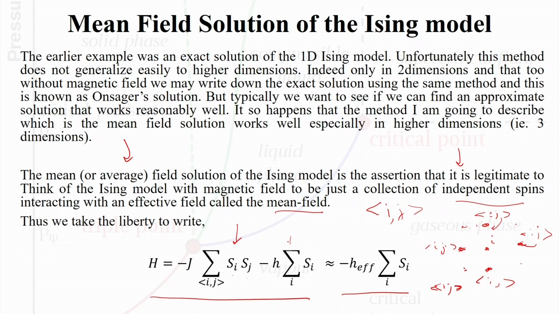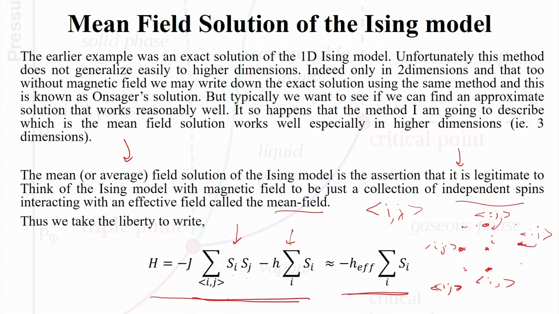And you also have an applied magnetic field. So the idea is that, put together, this can be approximated or written as an effective field times the total or net spin. This is an approximation, and it's not going to work always. Specifically, in one dimension it's not going to work at all. But in higher dimensions we expect it to work. So let's proceed thinking that we are studying higher dimensions.